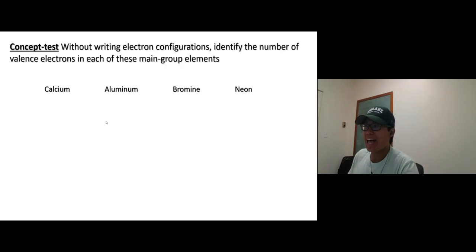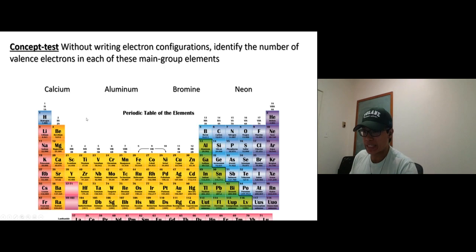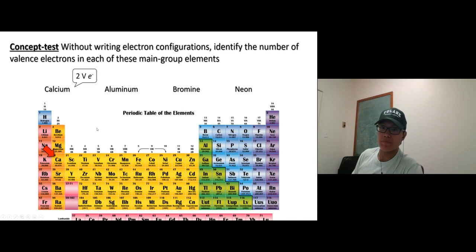All right, let's see if you understand what we just learned from the previous video. Without writing electron configurations, identify the number of valence electrons in each of these main group elements. Calcium, how many valence electrons are there? If you look at the periodic table, where's calcium? Calcium is right here, right? So group 2. How many valence electrons? 2, that's it. The number of valence electrons tells you the group, where they come from, right?